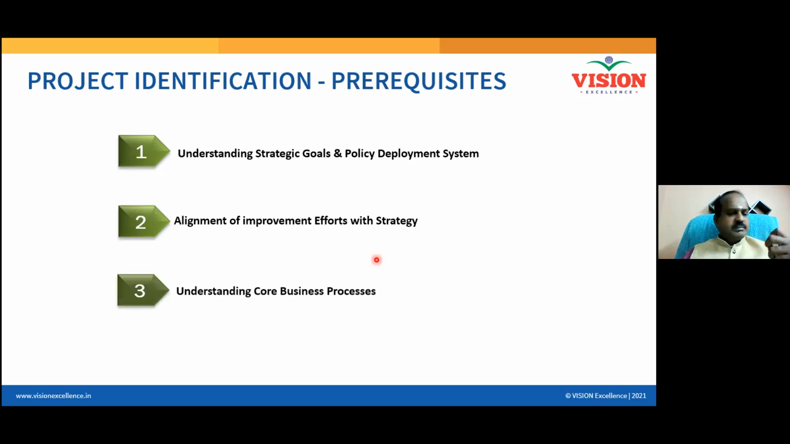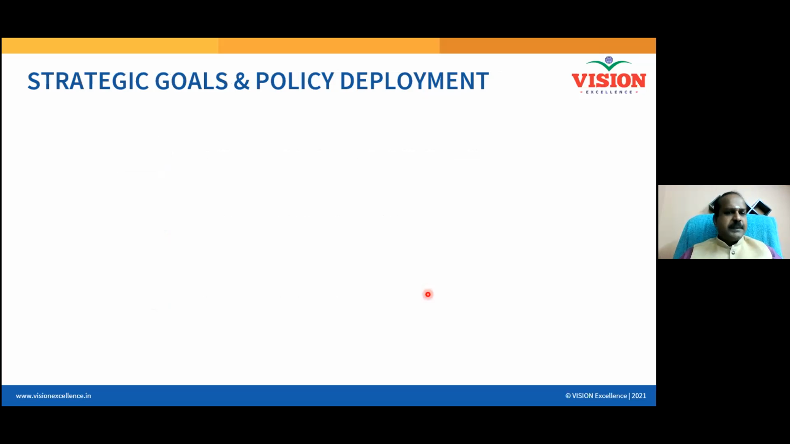And then you must have a clear understanding of the core business processes, because any company is a collection of processes. So what are the processes the company is running? Obviously, the problem happens because of failure of one of your business processes. So the team which is about to select the projects or the problem areas should have an idea about the strategic goals of the company, and they should align the improvement efforts with the organization strategy, and then they should also have an idea about the various business processes that the company is running.